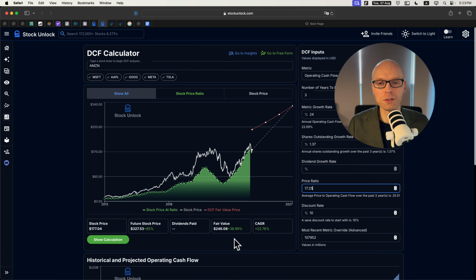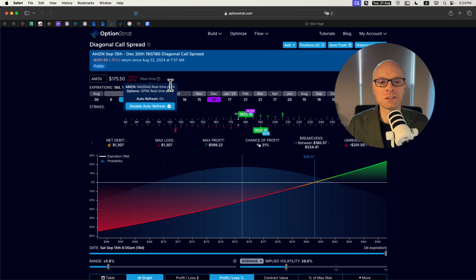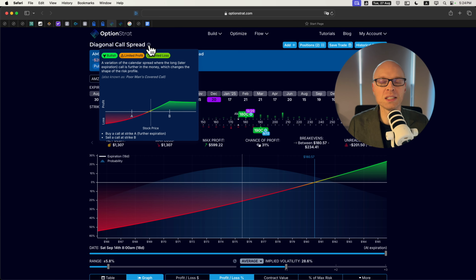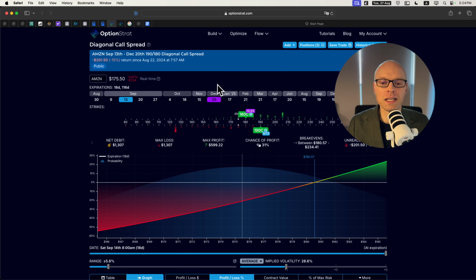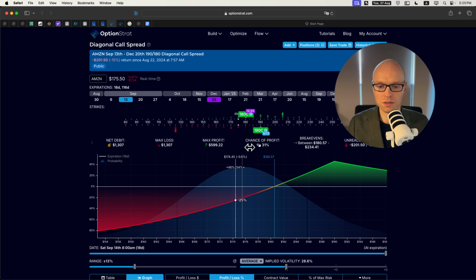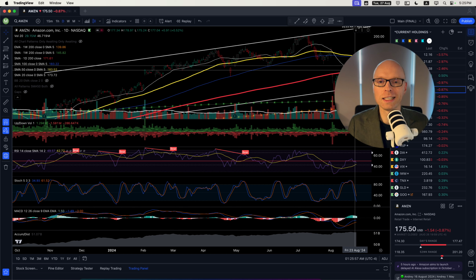As you can see, the fair value of the company is $246. It means there is 39% upside. And this is my options strategy. If you don't know anything about options, basically I'm bullish. And I made a bet that by December 20, the share price will be between $180 and $190. And there is a 31% chance that I'm going to be right and I will make some profit. I paid $1,300 and I will make about $600 or 46%.